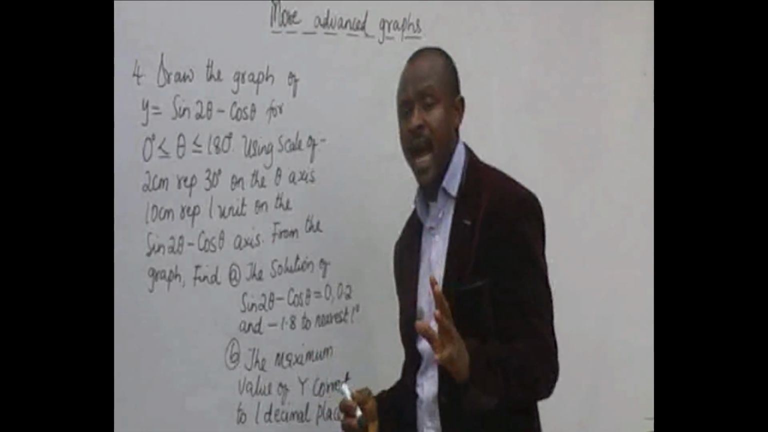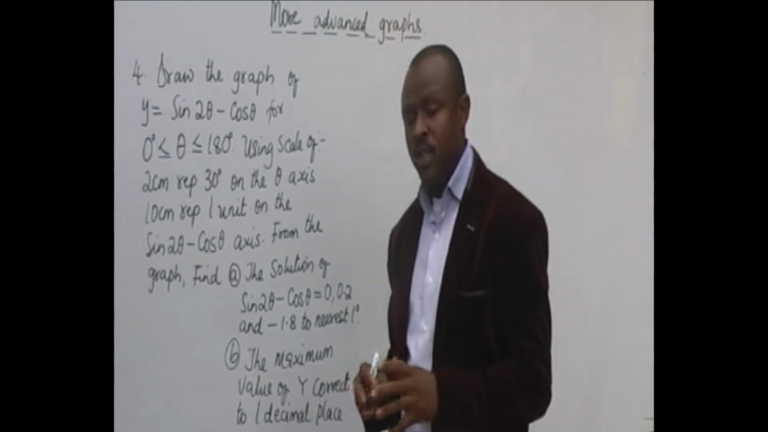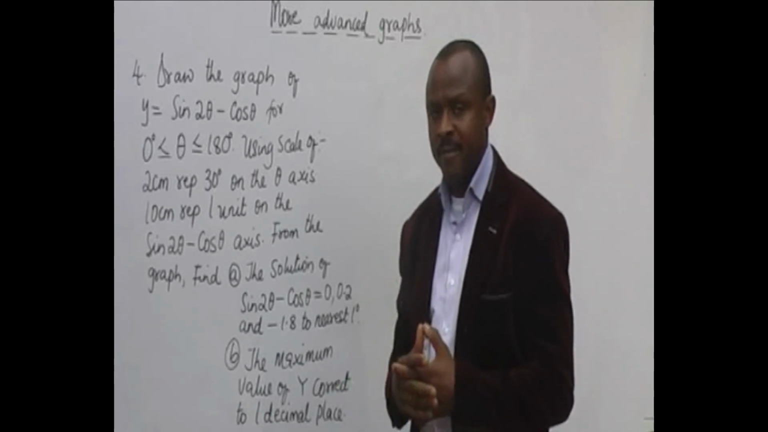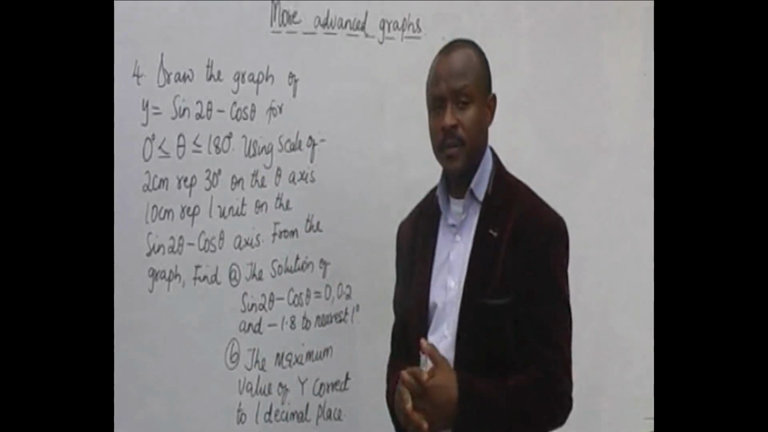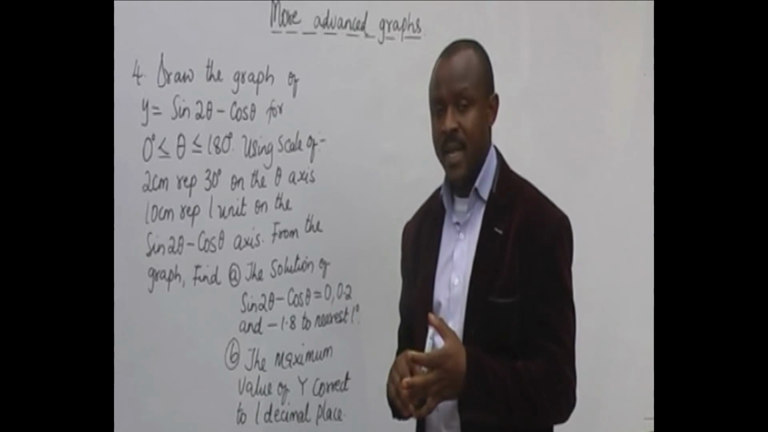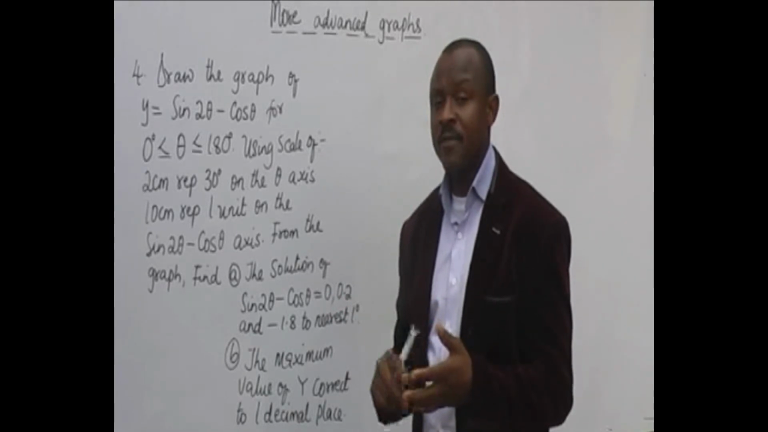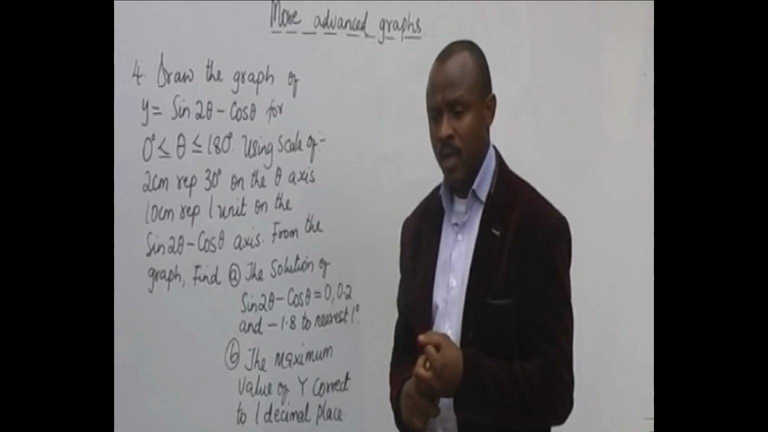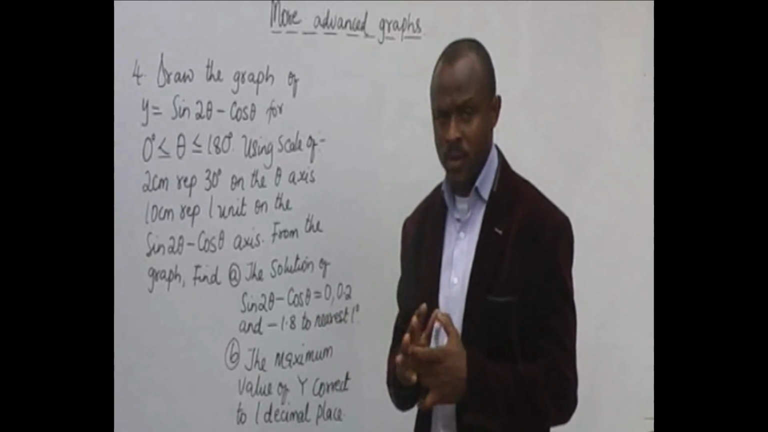Let's go ahead and construct the table of values from which we extract what we are going to plot in our graph. The table of values for this kind of expression is more complex than the table of values we plotted when we were plotting the graph of sine theta, cosine theta, and tan theta. It will be complex in the sense that it will have more than 2 columns.